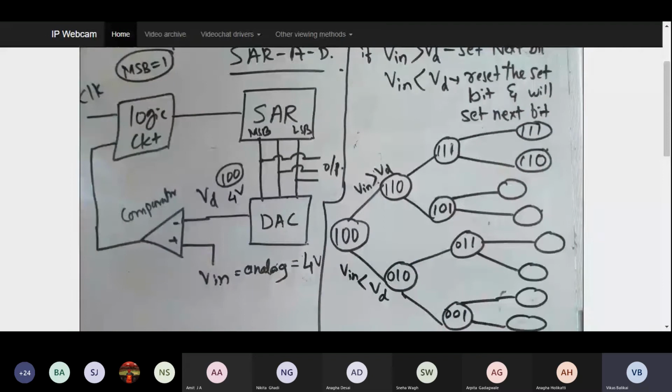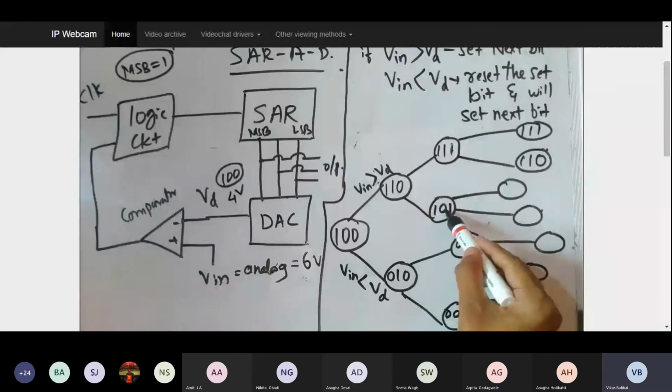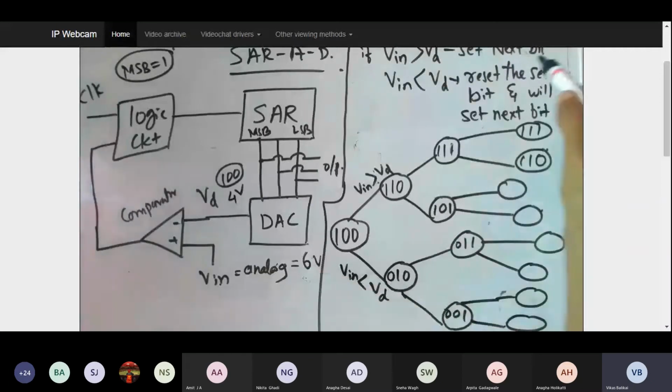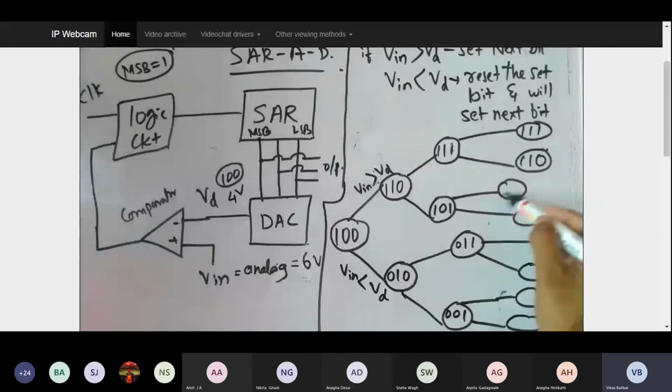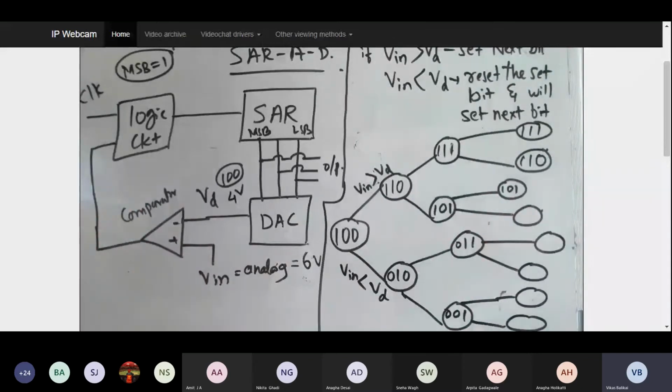Fine. Again let's come over here. Here it is 1 1 0. Okay, let's take a condition. Suppose Vin is 6. Whether Vin is greater than this value, what is the outcome of this value? 1 0 1 means 5. So the input is 6, so Vin is greater than VD. If Vin is greater than VD, I am going to set the next bit. Do I have anything as the next bit? It is already set, and there is no next bit beyond this. So I am just going to retain the value as it is.